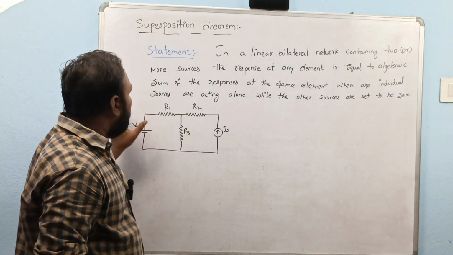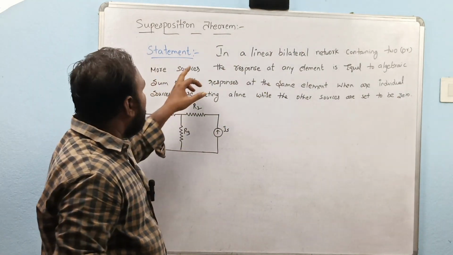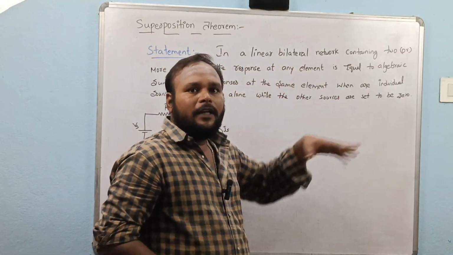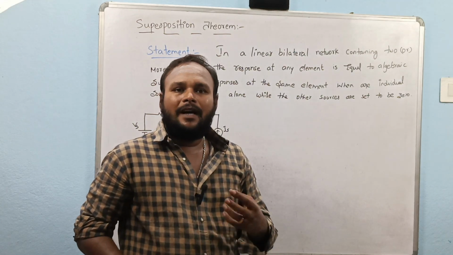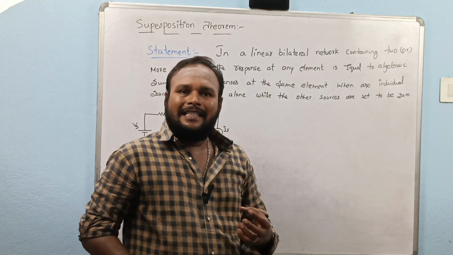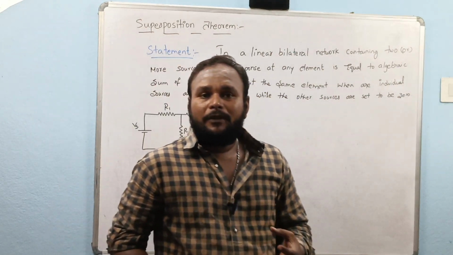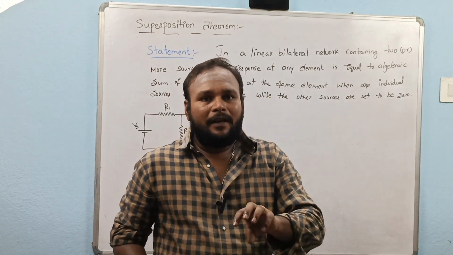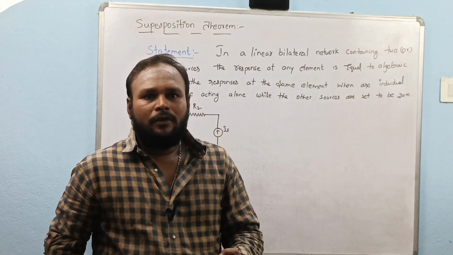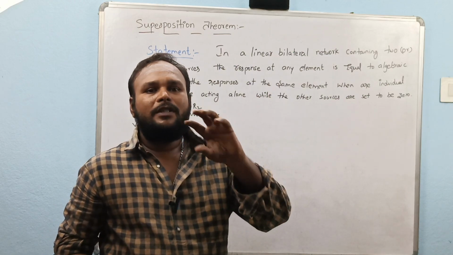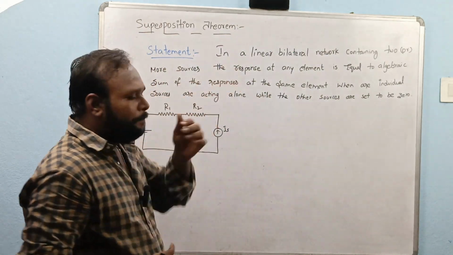Coming to the statement of the superposition theorem. In a linear bilateral network containing two or more sources, the response at any element is equal to the algebraic sum of the responses at the same element while the individual sources are acting alone, while the remaining sources are set to 0. Okay, this is the statement of the superposition theorem.